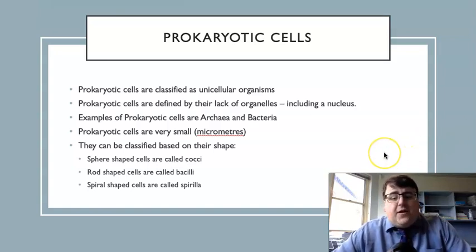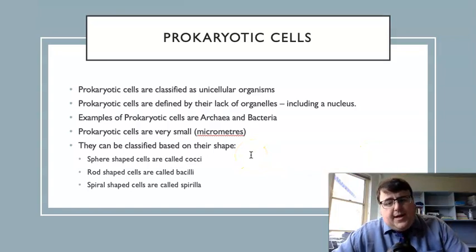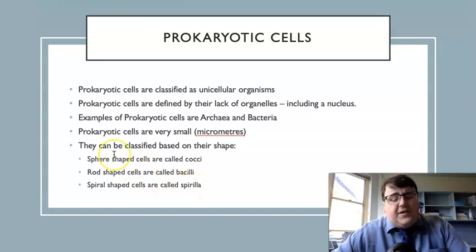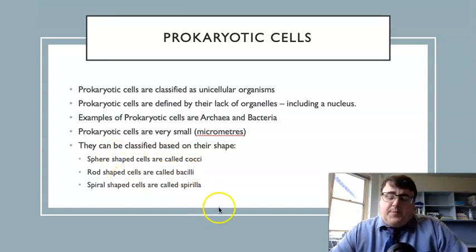They can also be classified based on their shape, and most bacteria are classified based on their shape. There are 3 different shapes that we should know, and you'll see them in their name. If you see a bacterial name and it's got any of these 3 terms in it, you can probably determine what the shape of the bacteria is going to look like. If they're sphere-shaped cells, they'll be called cocci. If they're rod-shaped cells, they're called bacilli. And spiral-shaped cells will be called spirilla.